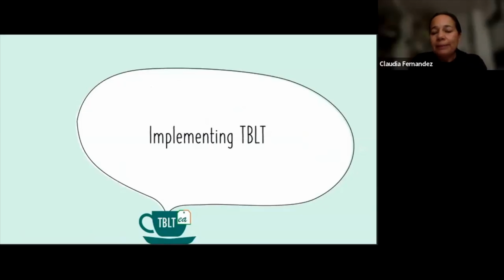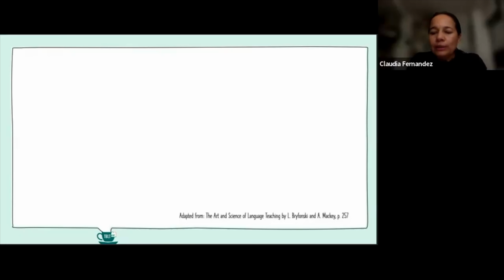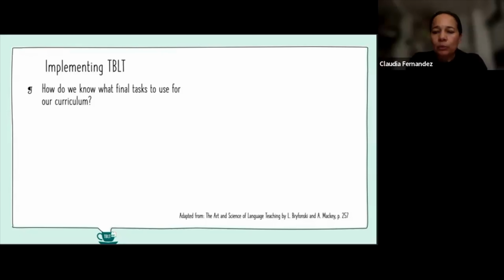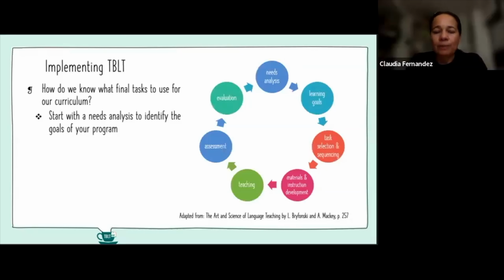So how do we implement TBLT? I'm going to give you a quick introduction about it. One of the questions we have to ask is, how do we know what final tasks to use for our curriculum? This is accomplished by doing a needs analysis, by identifying the goals of our program. In this cycle, we start with the needs analysis, and then this is going to inform the learning goals, which are going to inform which type of tasks we're going to use, and the sequence of the pedagogic tasks. We create the materials based on the target task identified.